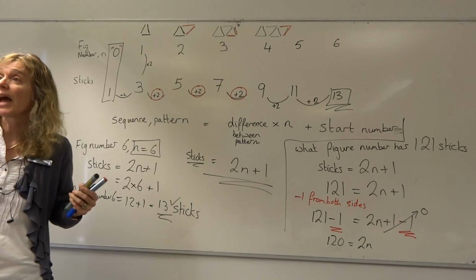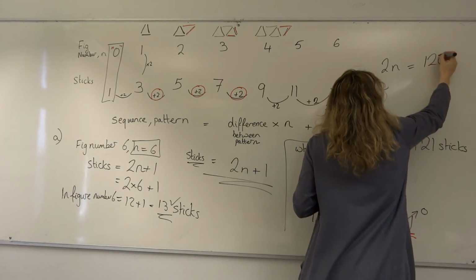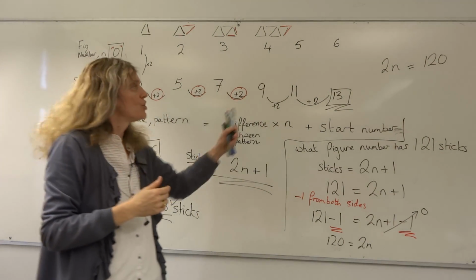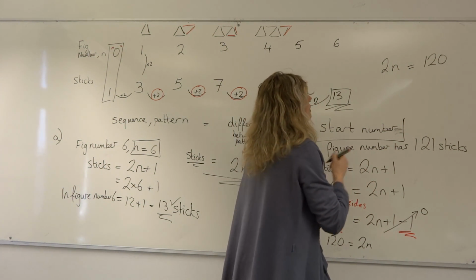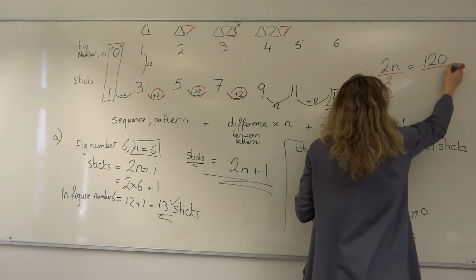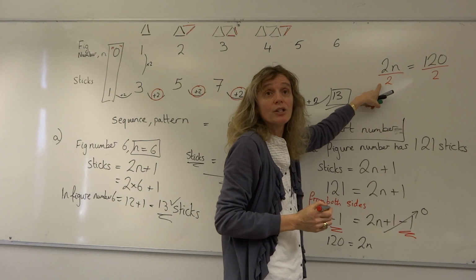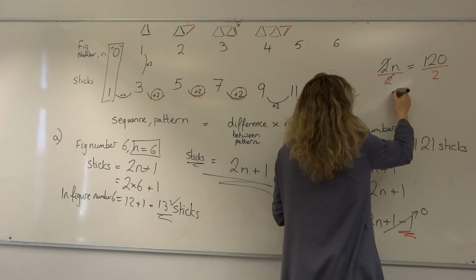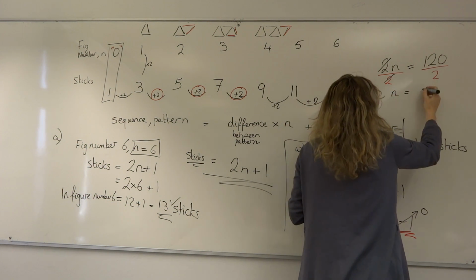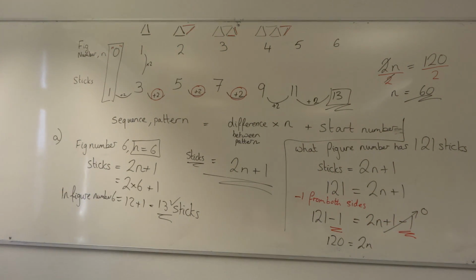So if 2 lots of n equal 120, you can see it, can't you, that 1 lot of n would be half of that. But the maths way of showing it would be to divide both sides of the equation by 2. I don't want any numbers here. I want n by itself. If I divide 2 by 2, I get n, because 2 divided by 2 is 1. So I get 1 lot of n equals 120 divided by 2, which we know is 60. So in figure number 60, there would be exactly 121 sticks.